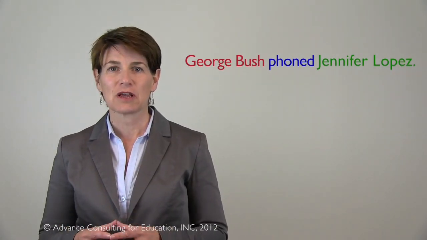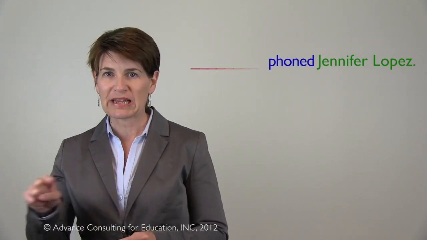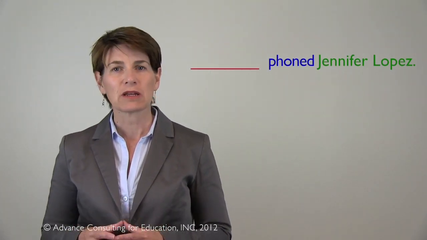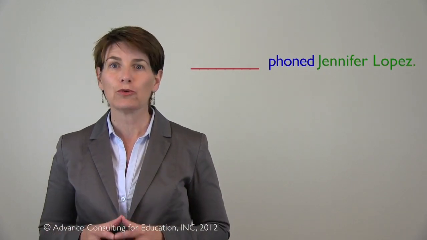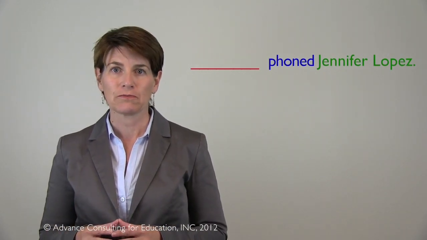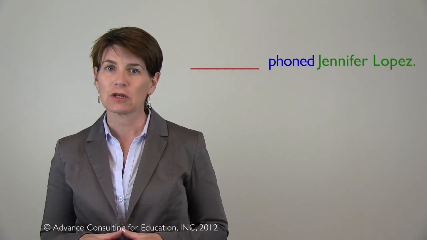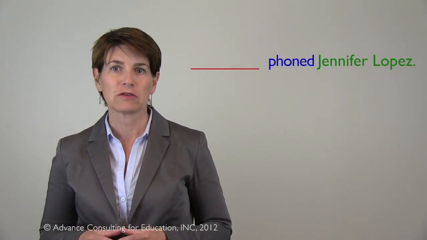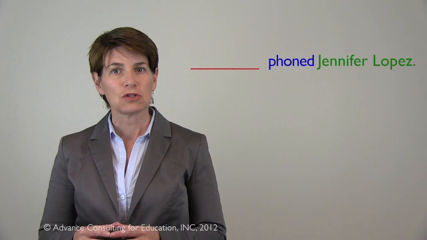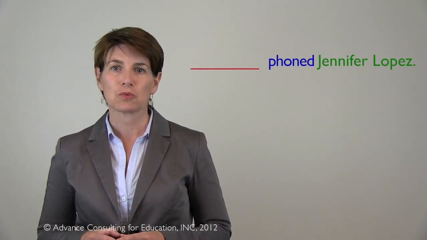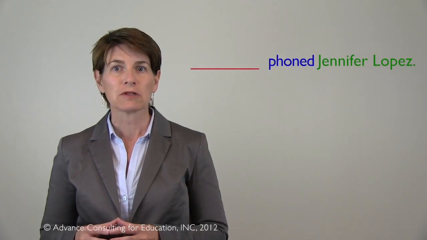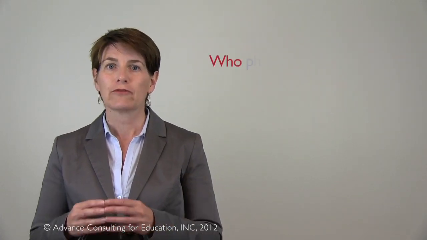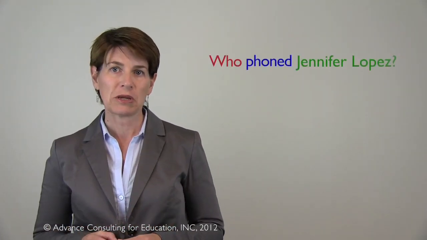Let's take out our subject, George Bush, and just put a blank line in there. So right now we don't know who our subject is. We don't know who phoned Jennifer Lopez. We need to make a question so that we can find out this piece of information. To do this, we're going to put a WH word in that blank where George Bush used to be. So now it's going to be, who phoned Jennifer Lopez?